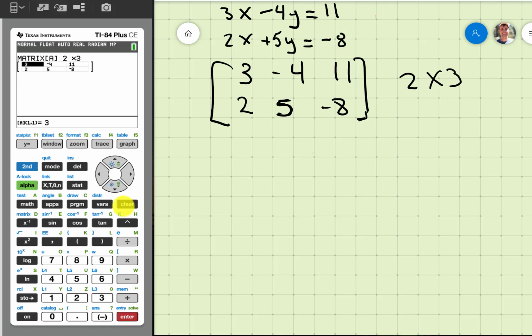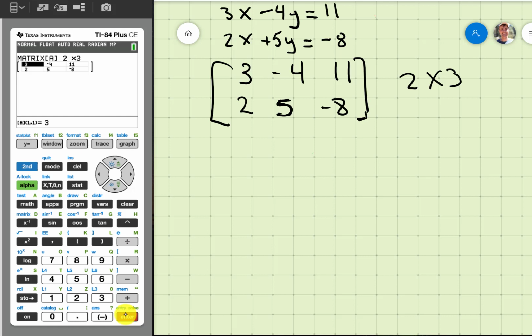Actually, I did this before, and they happen to be all the right numbers from before. But you're going to have to type them in. You're going to type in 3 and then go enter. -4 and go enter. 11 and enter. 2 and enter. 5, enter. -8, enter. Now once it's all entered, go back and double check all the numbers to make sure it matches.